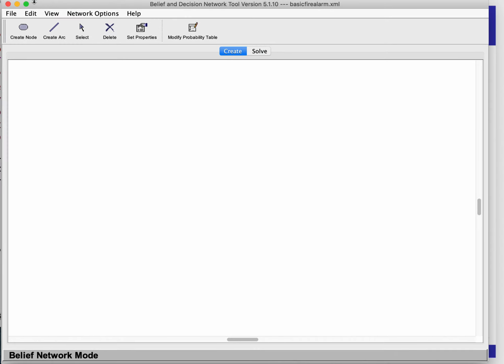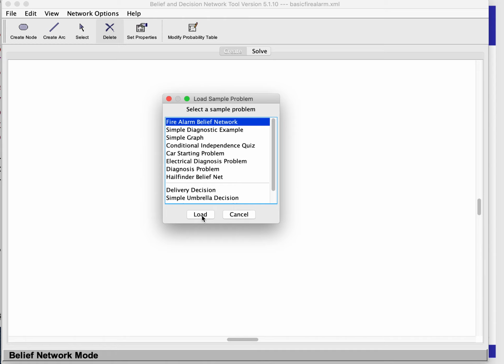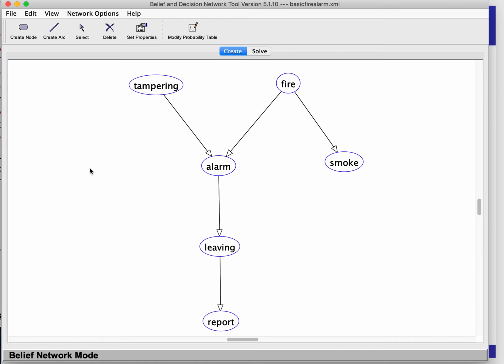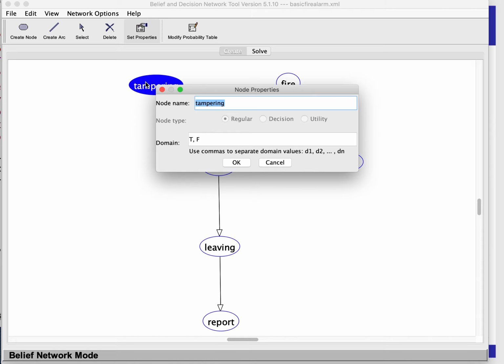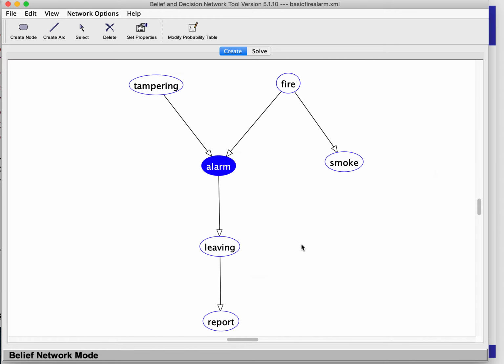So here's the AI space network, and I'm going to load a sample problem. I'm going to look at the fire alarm belief network and load that. I'm in create mode here. When I click on tampering, I'm going to look at set properties. Tampering has the name tampering and the domain is true and false. Similarly, alarm has domain true and false.